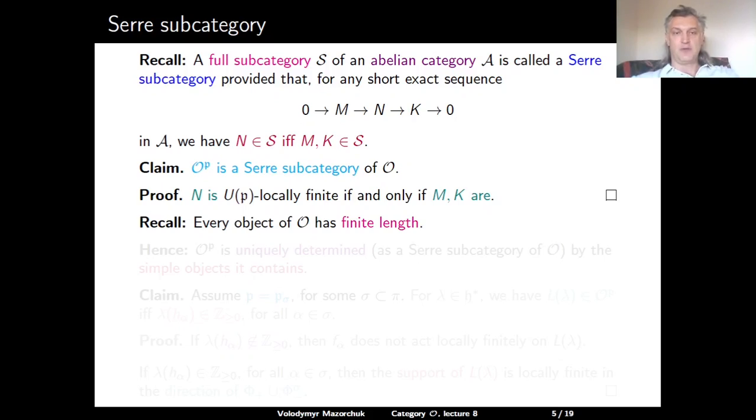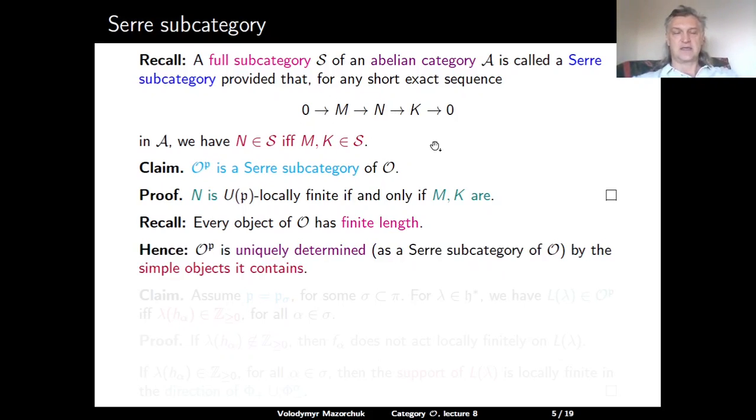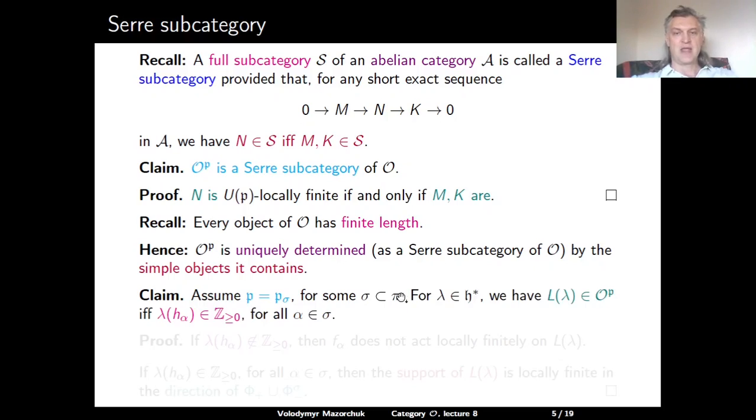Let us also recall that every object in O has finite length. So using this description of the Serre subcategory, it follows that the parabolic category OP is uniquely determined as a Serre subcategory of O by the simple objects which belong to this parabolic category. And we claim that if we assume that our parabolic category P is of the form P sigma for some subset sigma of simple roots, then for a weight lambda, so an element in the dual space to the Cartan, the corresponding simple highest weight module L lambda belongs to the parabolic category OP if and only if the evaluation of lambda at H alpha is a non-negative integer for any simple root alpha in sigma.